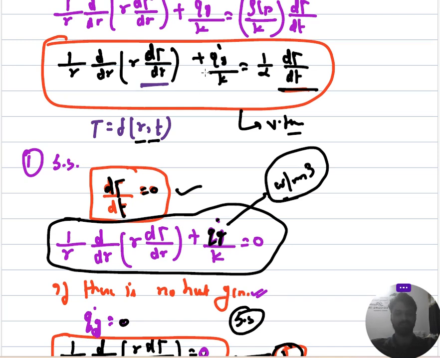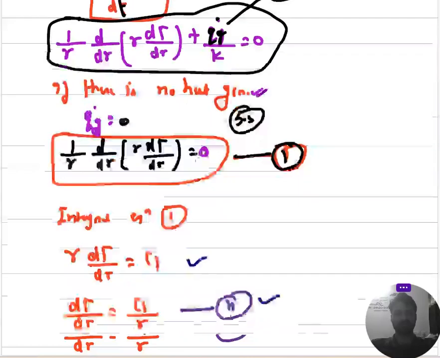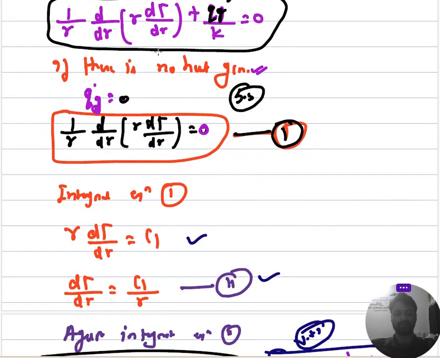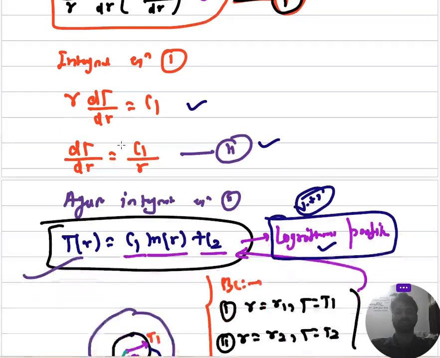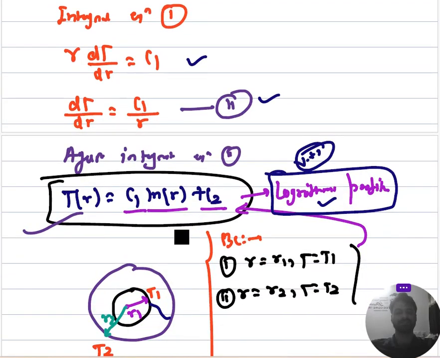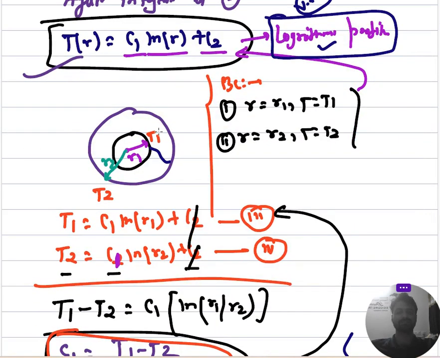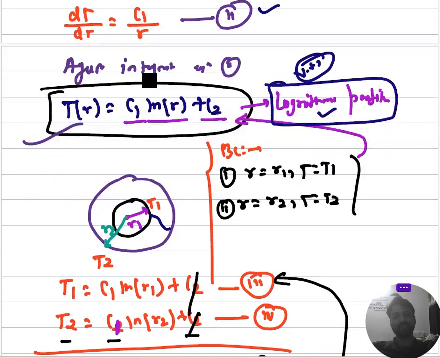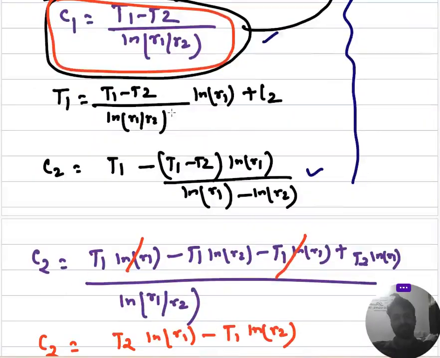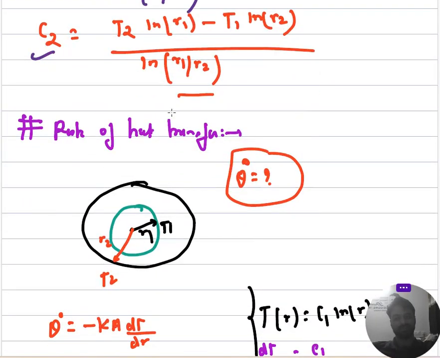Questions can be asked from this formula. At steady state condition, dT by dt will be equal to 0, and this formula gets reduced to 1 by r d by dr of r dT by dr plus Q dot G by k equals 0. Now you can calculate the temperature variation with the radius, and ultimately you get a logarithmic temperature profile with respect to the radius. So in the cylindrical coordinate system, the temperature profile will be logarithmic. When there is no heat generation, you still get a logarithmic temperature profile.